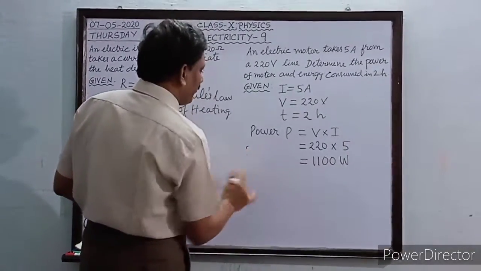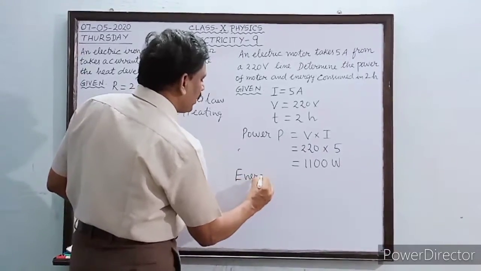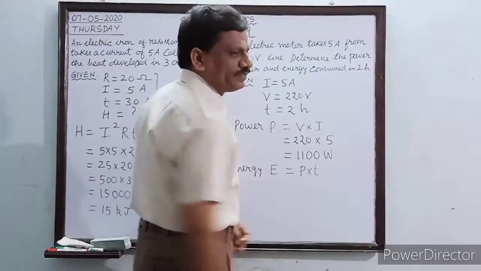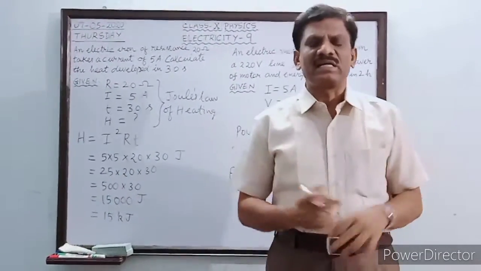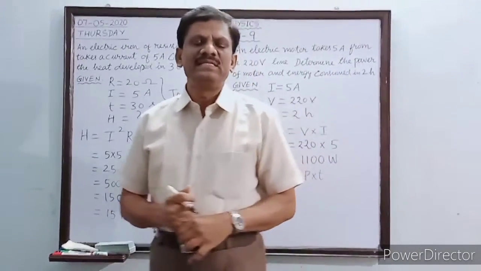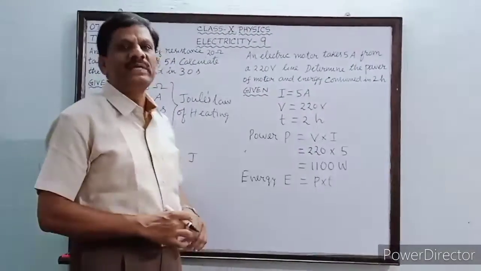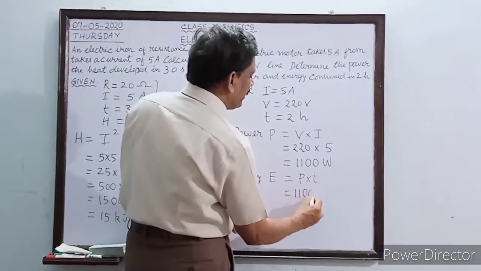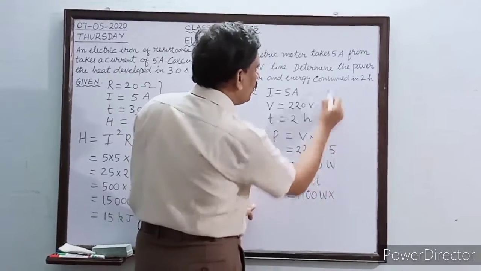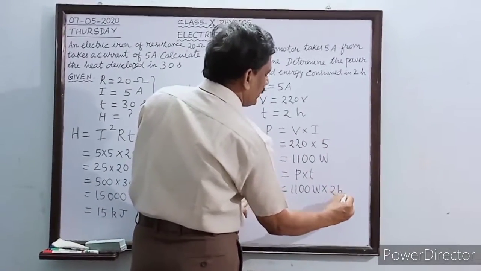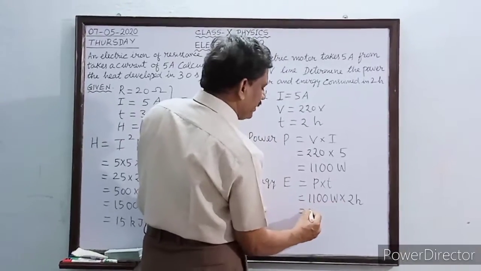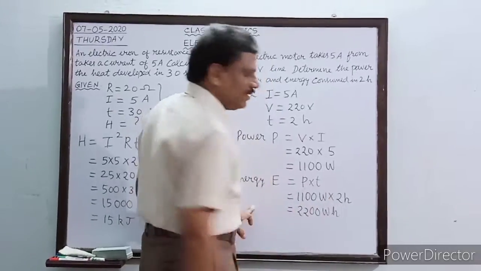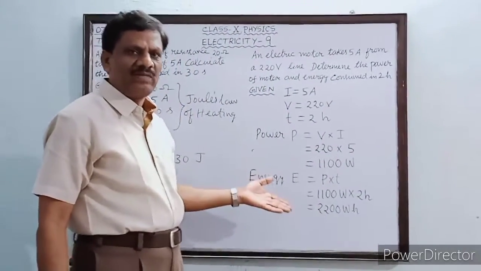Now the energy. Energy E is equal to power into time, because power is the rate of consuming energy. So power P is equal to E by T. Therefore energy must be equal to the product of power and time. Substituting, this is 1100 watt into 2 hours, which is 2200 watt hour. Watt hour is also a unit of energy.